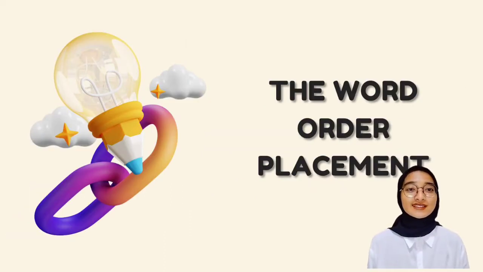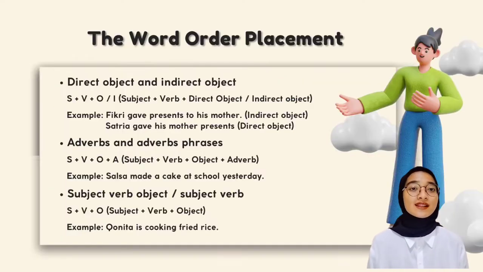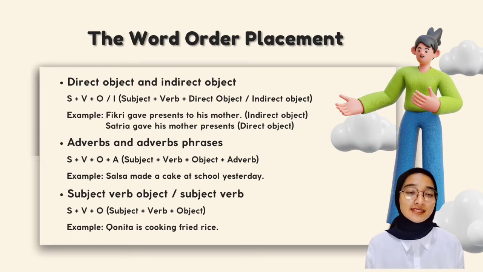Okay, so the second topic is the word order placement. In the word order placement, there are 3 types. The first is direct object and indirect object. The second is adverbs and adverb phrases. And the last is subject verb object or subject verb.